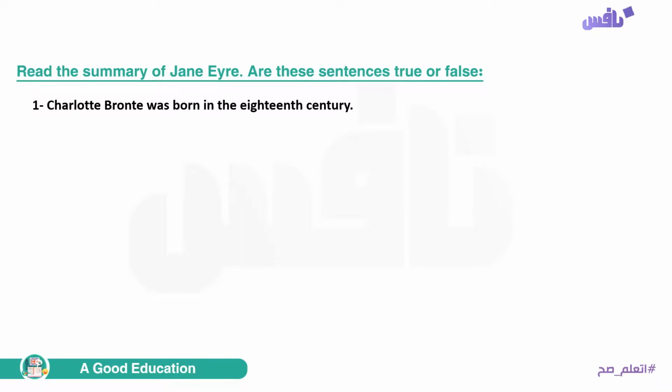The 18th century? No. Of course, she was born in 1816. How do we know the century, or the number of the century? We look at the first 2 numbers and add 1 to them, 1 plus 1. Okay? So we get the century. So, Charlotte was born in the 19th century. So, this sentence is incorrect or false. Yes. Number 2.